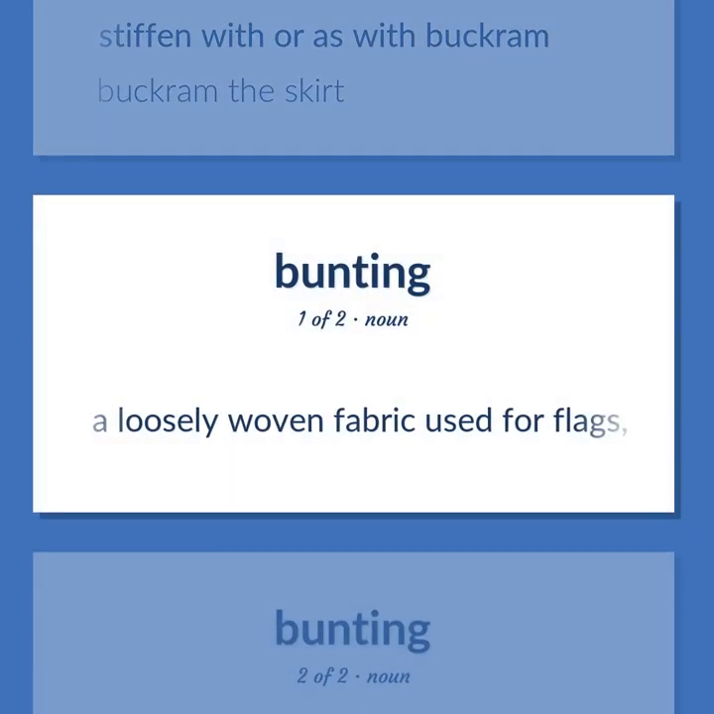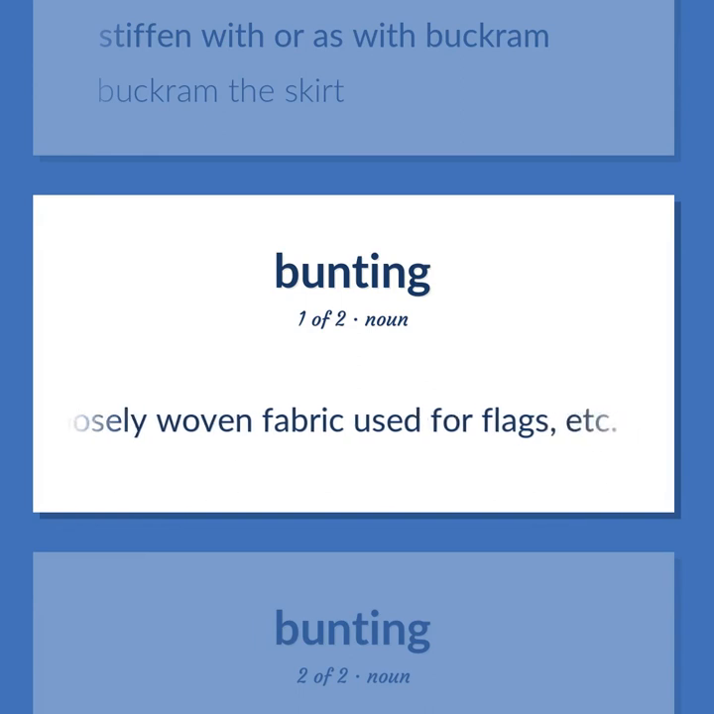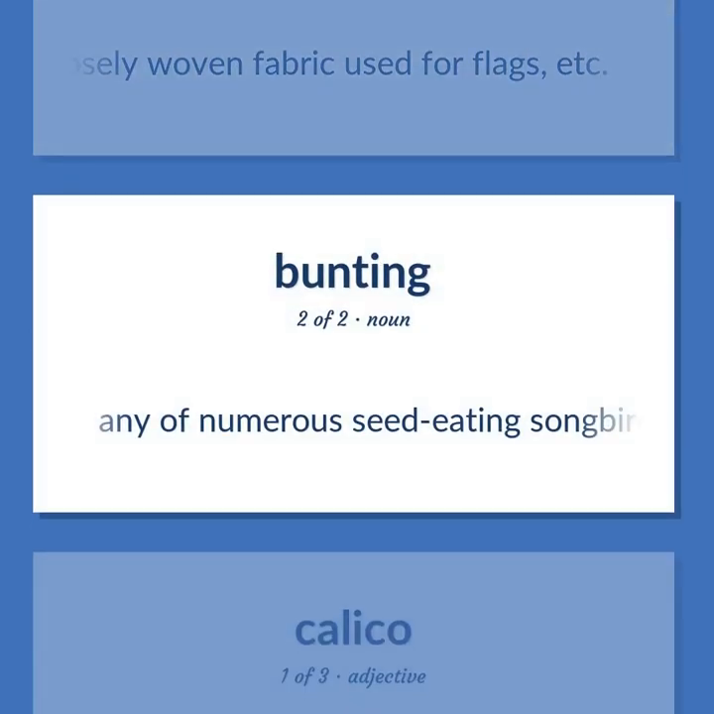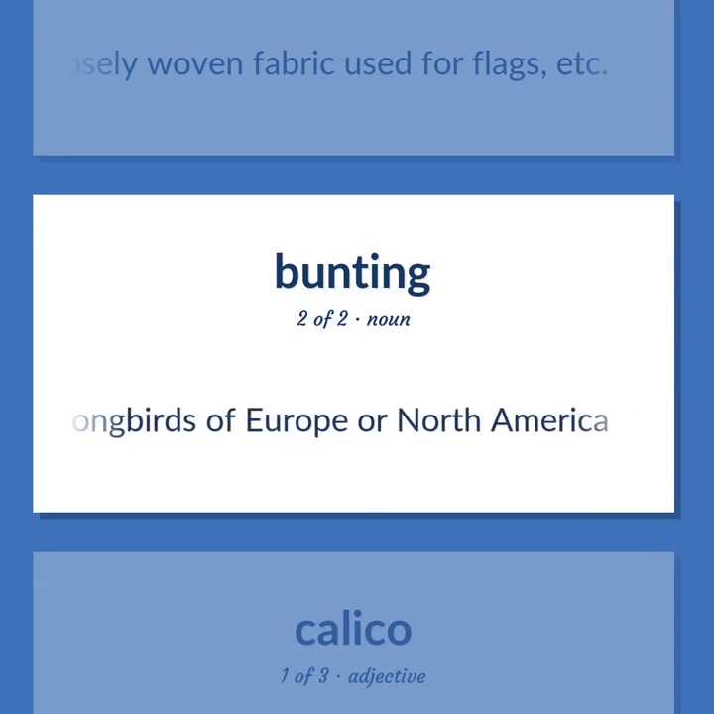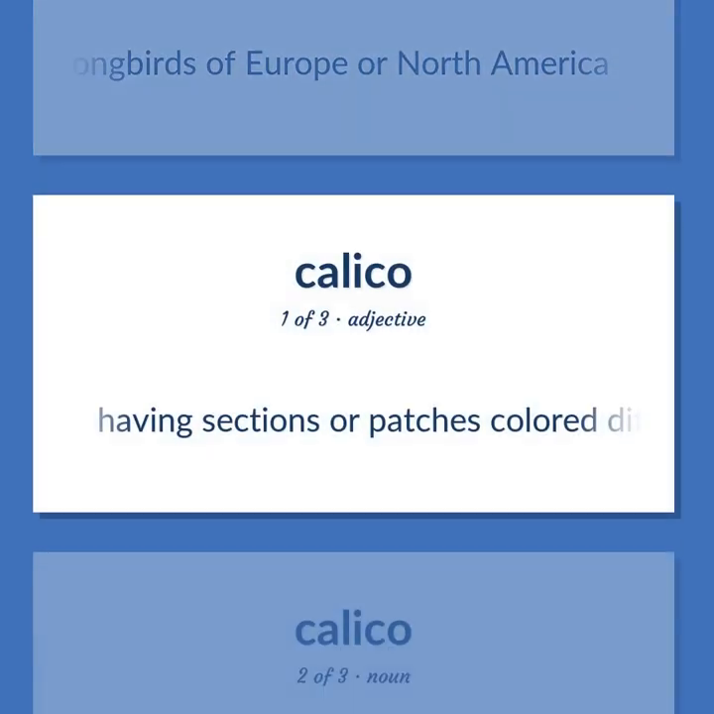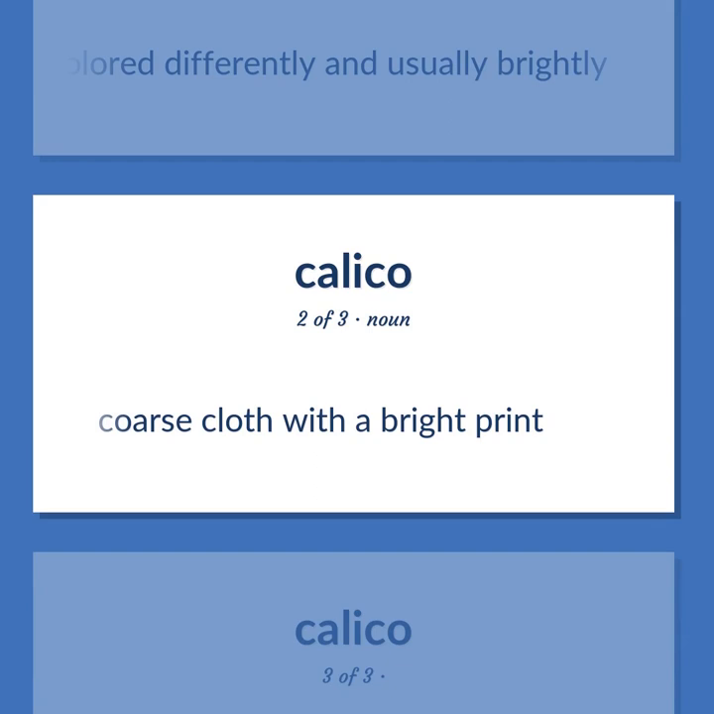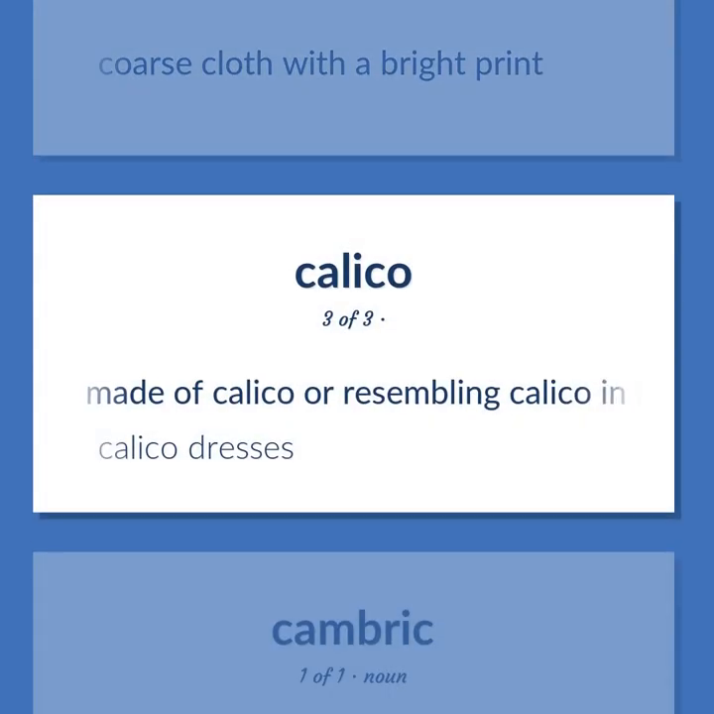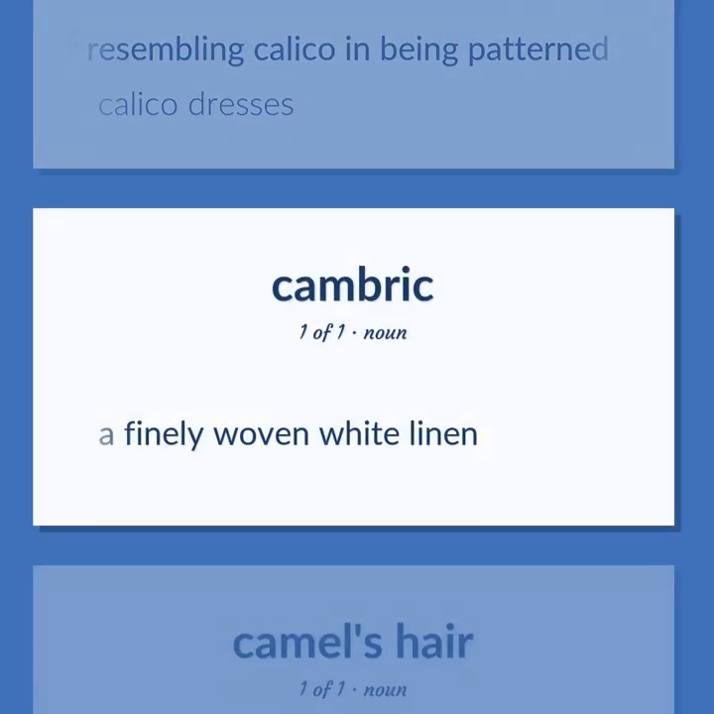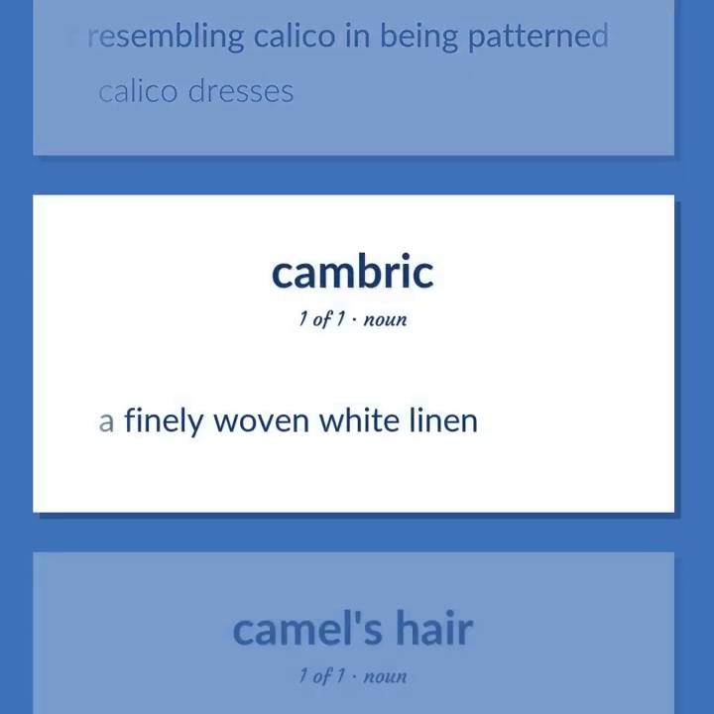A loosely woven fabric used for flags, etc. Any of numerous seed-eating songbirds of Europe or North America. Having sections or patches colored differently and usually brightly. Coarse cloth with a bright print. Made of calico or resembling calico in being patterned. Calico dresses. A finely woven white linen.